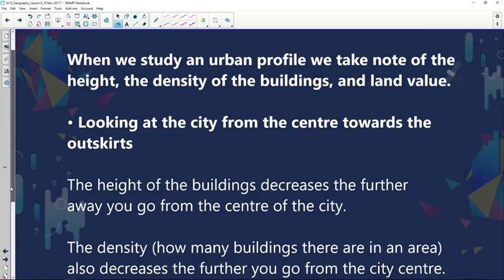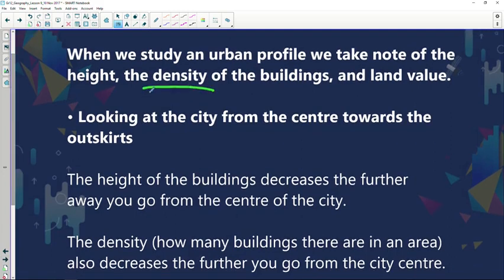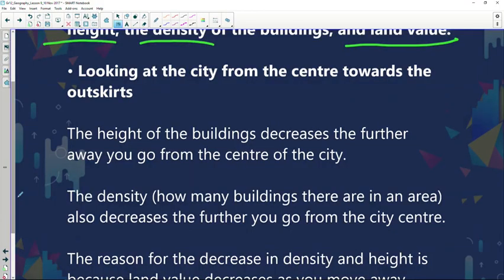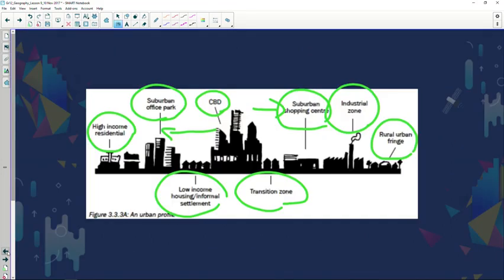Now, when we study our urban profile, we have a look at the density. What does density mean? The amount of buildings in an area. The height of the buildings, like I've mentioned, if you look at the CBD, skyscrapers, very tall buildings, and the land value. Now, that kind of makes sense. People build up, not sideways, because it's too expensive. So they'd rather go up. As you can see, the height of the buildings decreases if you move further away from the CBD.